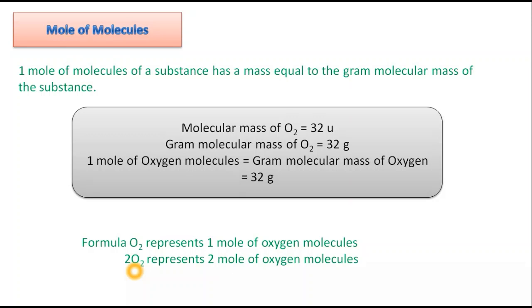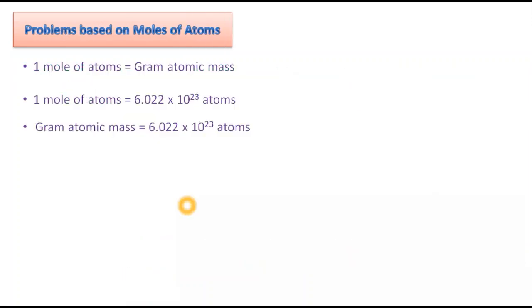So a mole represents two things. It represents a definite amount of substance, equal to its gram atomic mass or gram molecular mass. And it also represents a definite number of atoms, molecules, or ions: 6.022 × 10^23 of them.